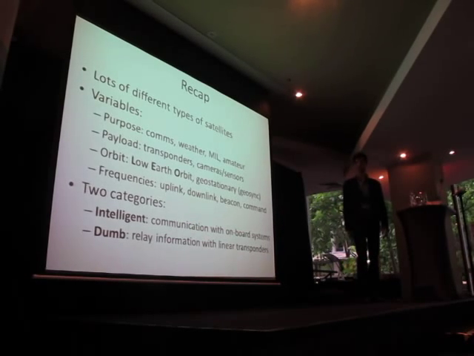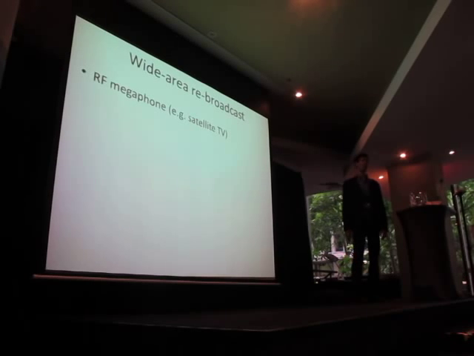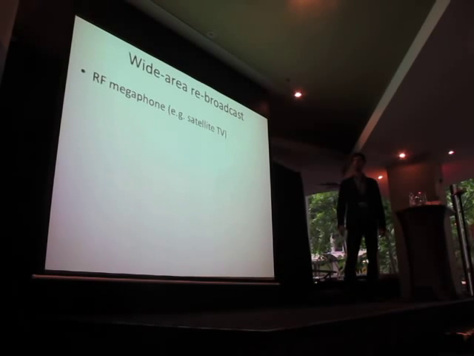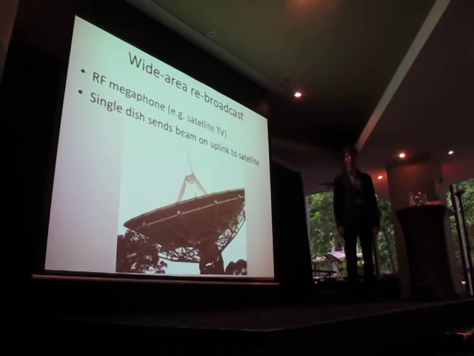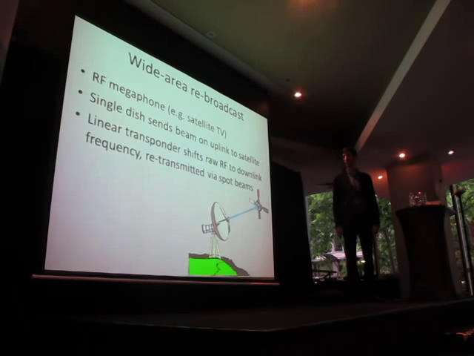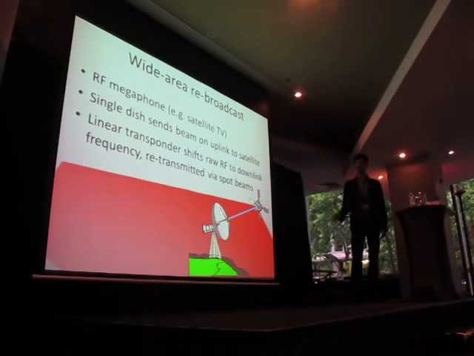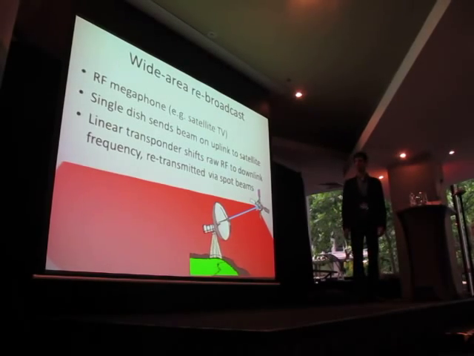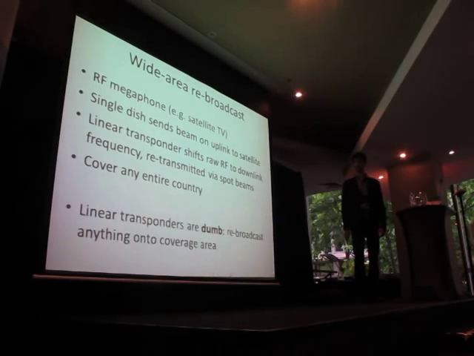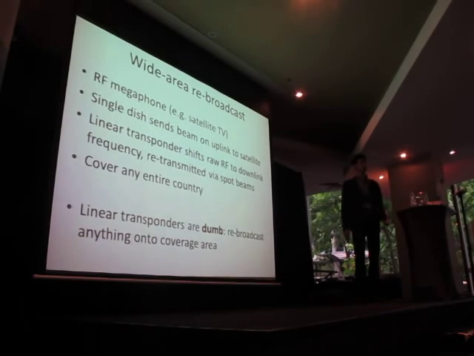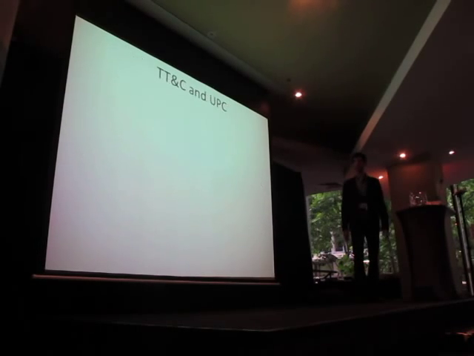And there are the dumb ones. And the dumb ones are basically RF megaphones. Quite commonly used for satellite television. You've got a big dish that sends up your satellite TV, sends it back on a spot beam to cover a very broad area, which means you can chuck a dish on the side of your house and you've got satellite TV. What is that dumb? So anything that's sent up is reflected back down.